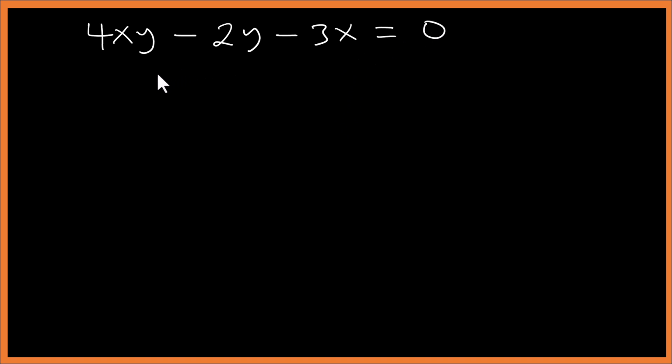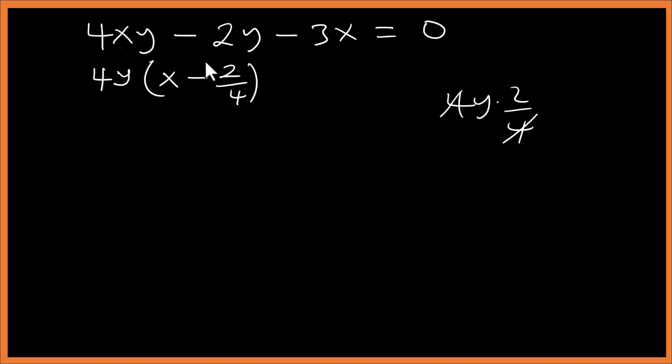All right, now let me take 4y out here. Okay, so once I do that, this side will be 4y. I've left with x here minus 2 on 4. We know 2 on 4 is the same as half, but let's keep 2 on 4 for now as we move along. Okay, so we have 4y times x, 4xy, 4y times this side will be 4y times 2 on 4. So this one will cancel this. That will leave it 2y. So I've done nothing.